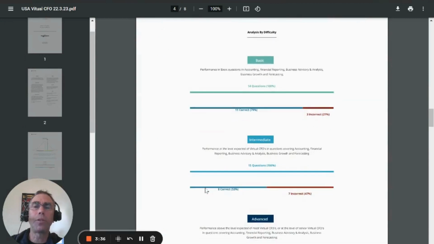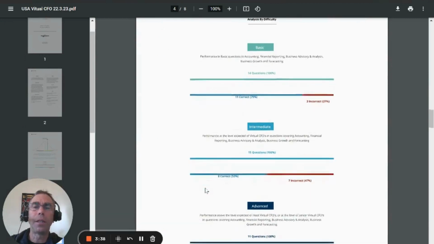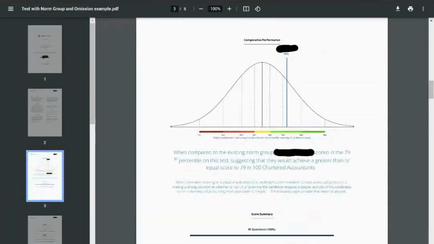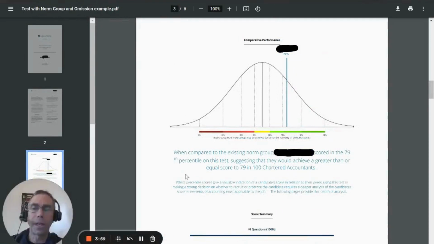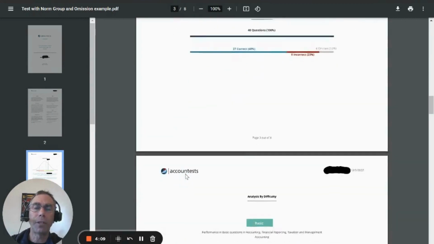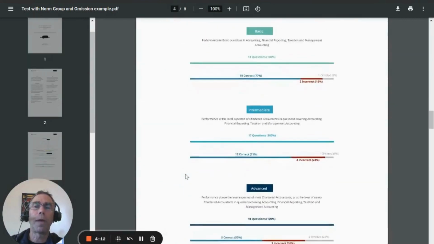If we move through to the next page, you can see a comparison of how the candidate has done with the different levels of difficulty, the basic, intermediate, and advanced questions. This is also where it's good to think about whether the candidate has missed any questions. If we have a look at this other example here, you can see that in this case, the candidate omitted 4 questions, and this next page will help you think about what that means.